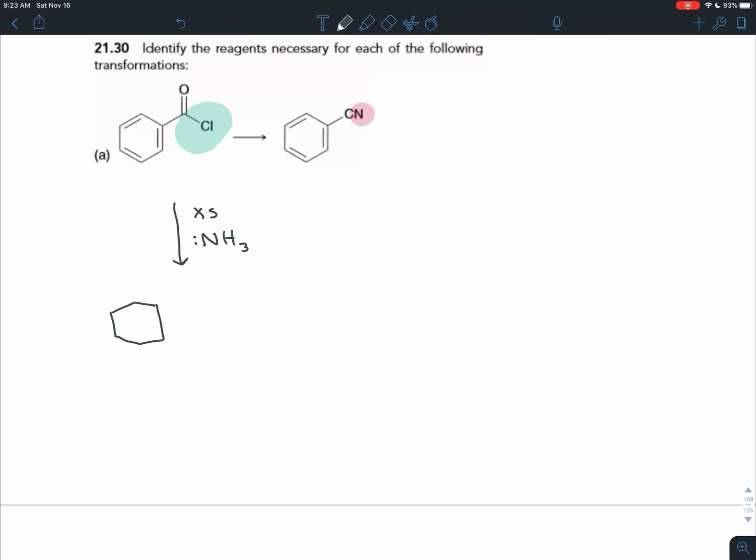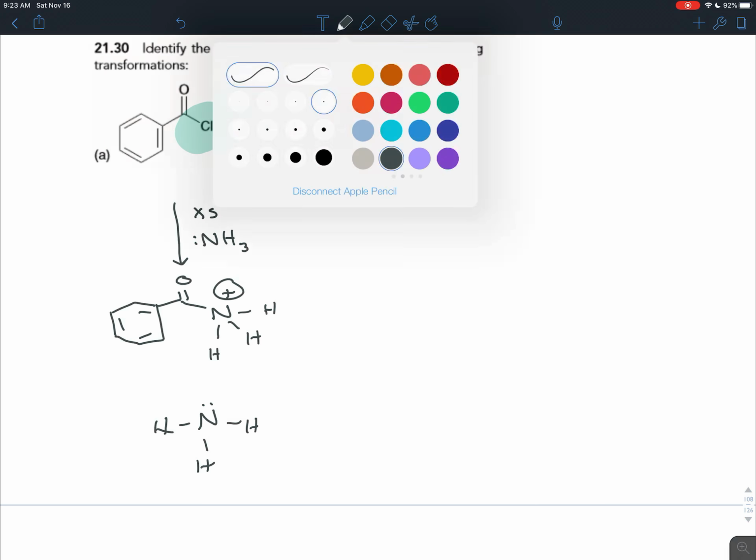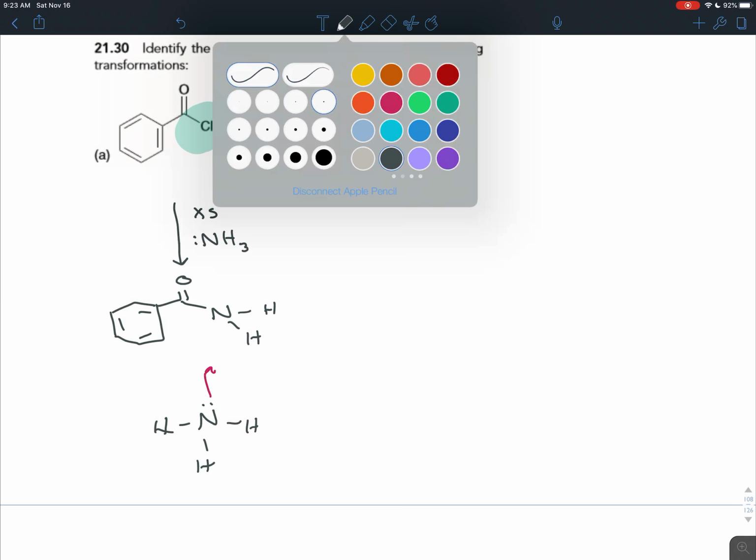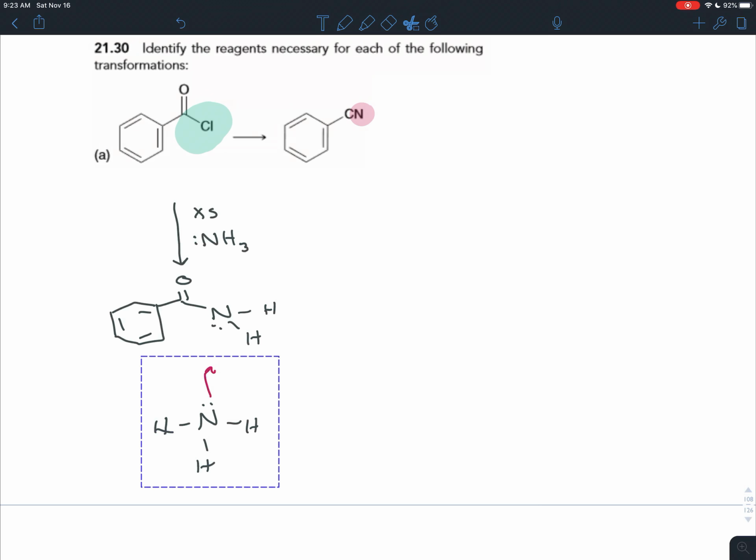The first equivalent of ammonia will come in as a nucleophile. You get your tetrahedral intermediate. The oxygen forms the pi bond again, kicks the chlorine off. At first, you would have 3 hydrogens, and the nitrogen would have a full positive charge. Another ammonia molecule would come in and use its lone pair to steal the hydrogen, and so you do a proton transfer to make it NH2. So that is that. In other words, we've turned the acid chloride into an amide by using excess ammonia.